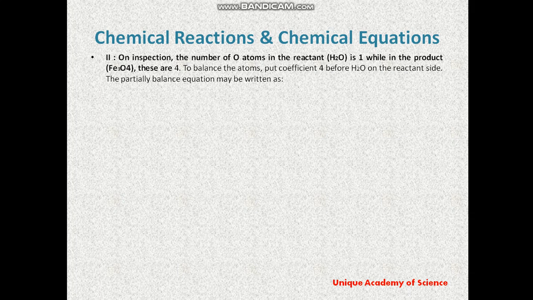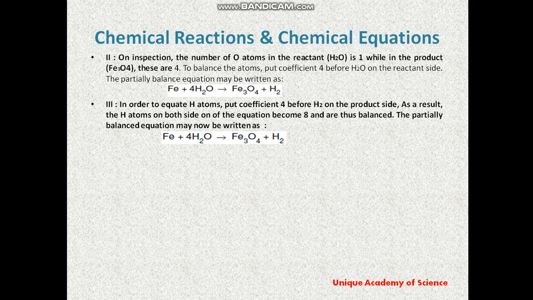Now the second step: on inspection of the number of O atoms, the reactant has 1 while the product has 4. So here we put 4 in front of H2O. In this equation 4 is written, so by the use of 4, the O becomes 4 and here it is also 4. H here is 8 total. Now you can see that Fe is 3 on the right and here it is not 3.